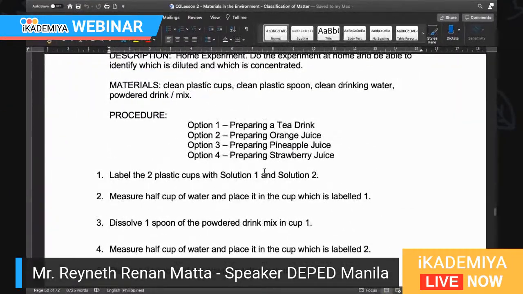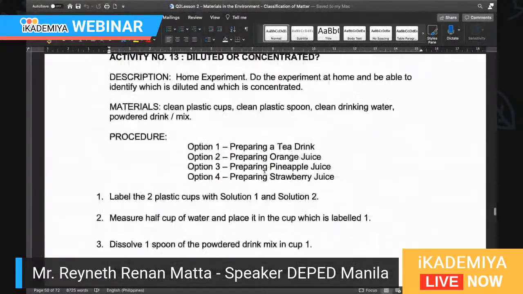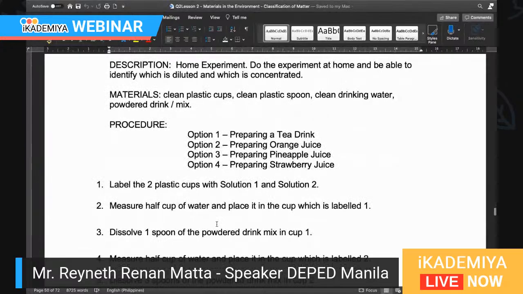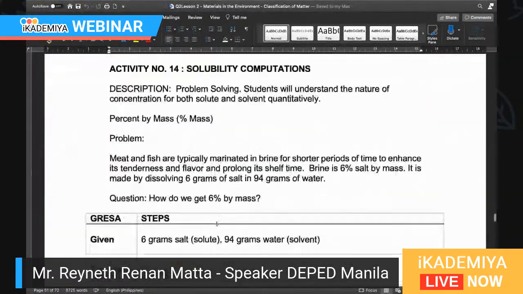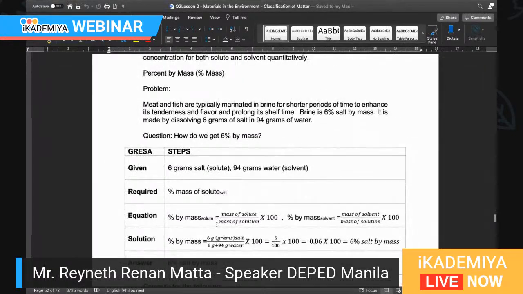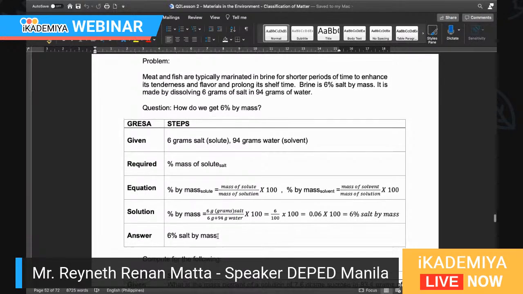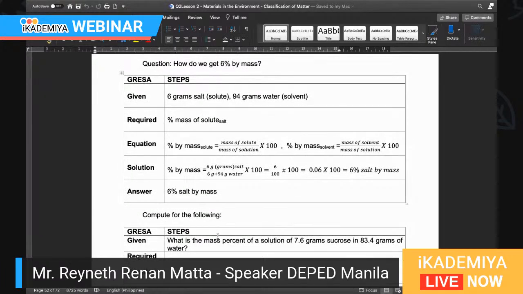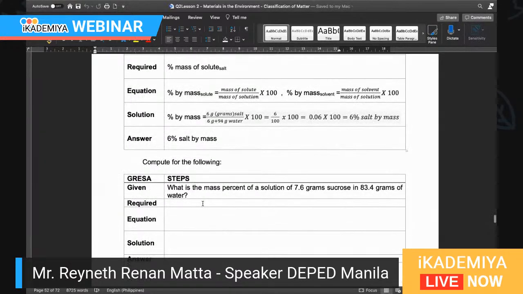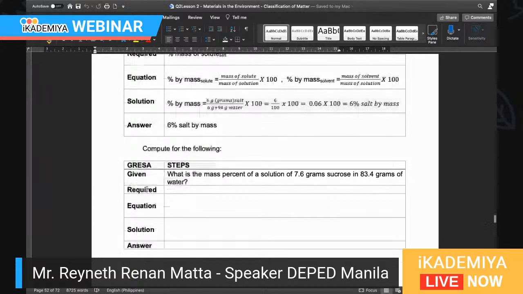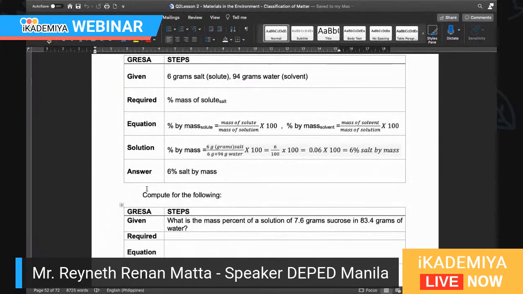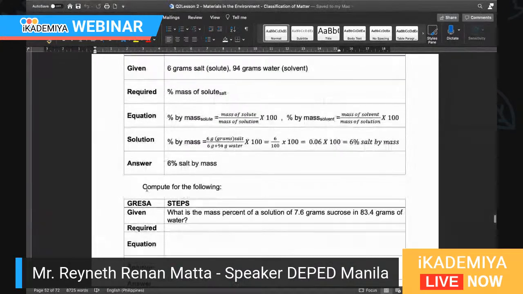This is also a home experiment. Make sure in the home experiment that the materials are available at home. Also, computations. I love this one because the teacher presents an acronym which he calls GRESA: given, required, equation, solution, and then answer. So it also gives the learners the presumption that if they consistently fill this up, it's equivalent to 5 points. GRESA. So this is 5 points. This is much easier for the teachers to check and for the learners to fill up because the computation is in tabular format.